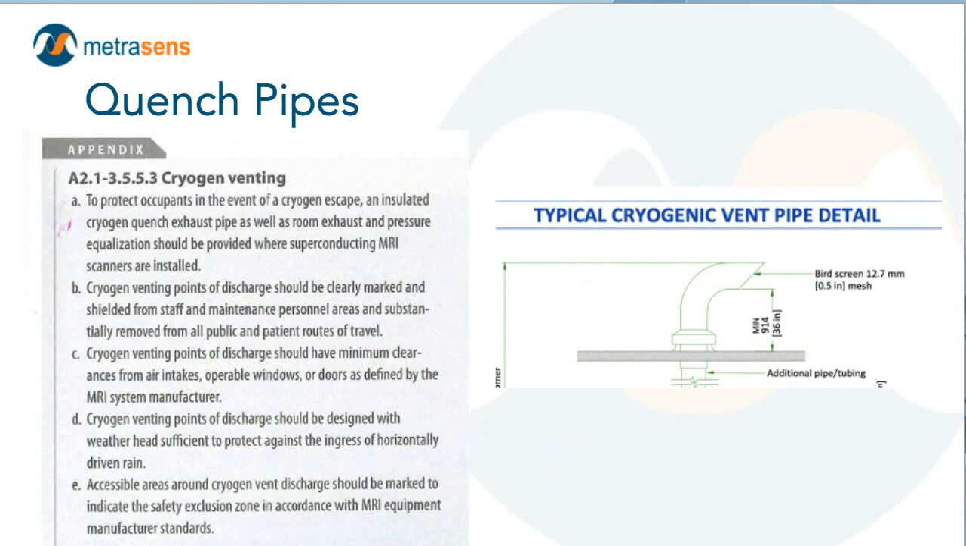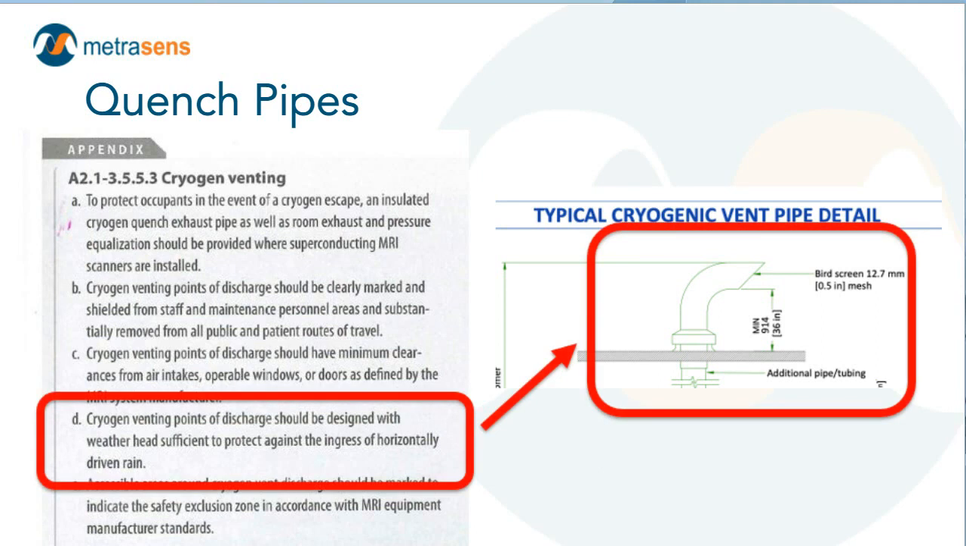The excerpt on the left is actually from FGI, Facilities Guidelines Institute, and the detail on the right is from a contemporary OEM, manufacturer of MRI systems, with their typical quench pipe design. And I want to point out one particular thing related to FGI design criteria and this quote-unquote standard detail. If you'll note, one of the design criteria talks about preventing ingress of horizontally driven precipitation.